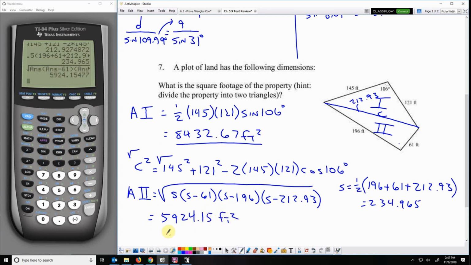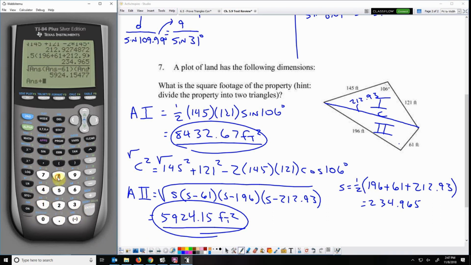Feet squared. Now I've got this area and this area that need to be added together. Okay, so I'm just taking my most recent answer plus this one. So I get a total area of 14,356.82 feet squared.